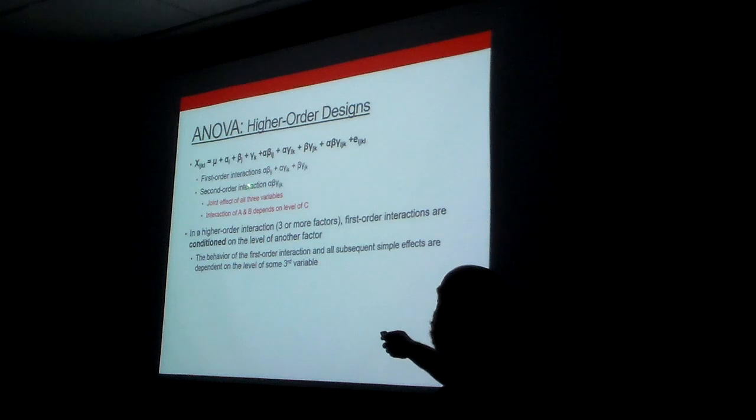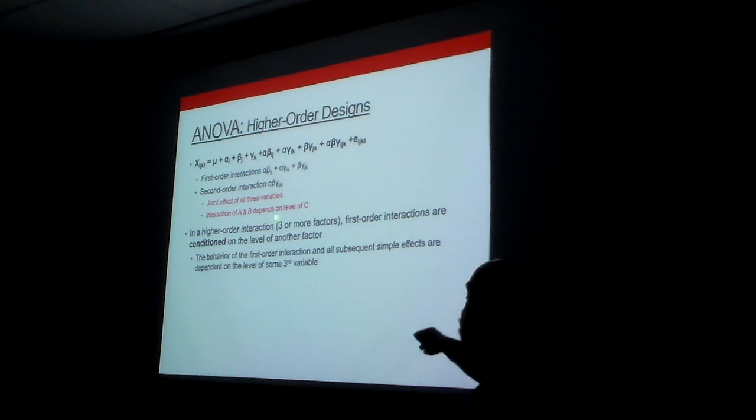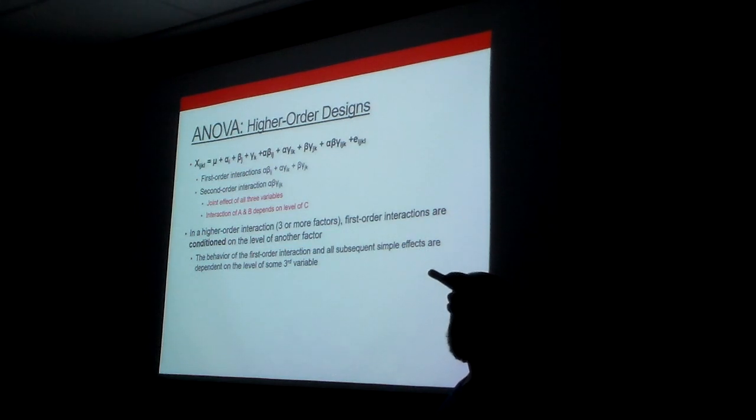So here we've got, say, three factors. We've got factor A, factor B, factor C. What we're going to end up with here is a main effect of factor A, a main effect of factor B, a main effect of factor C, an interaction of A and B, an interaction of A and C, an interaction of B and C, and then a three-way interaction of A, B, and C.